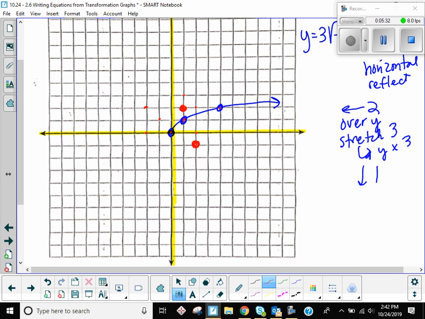And then you stretch by 3, so you multiply y by 3. What is y right now? 2. And what's 2 times 3? 6. So that gets me here. And then you go down 1. And that's my transformed graph by doing each individual transformation in the right order.